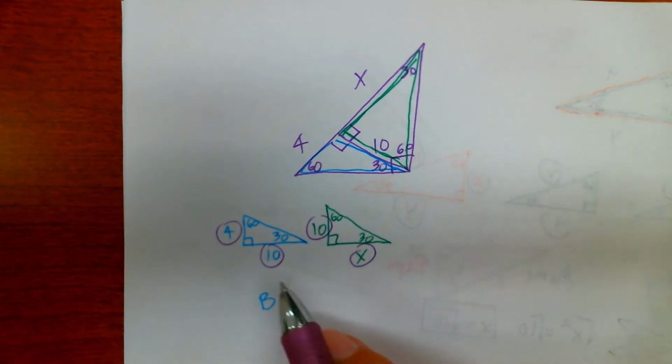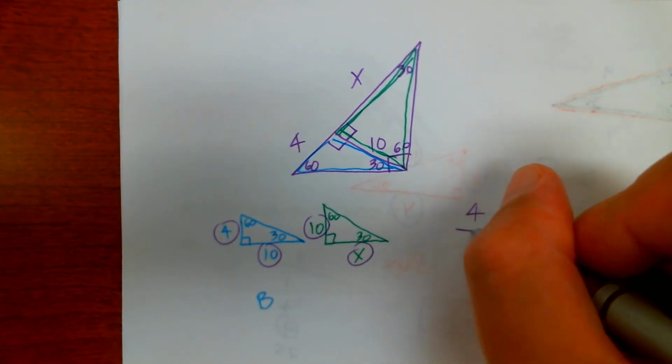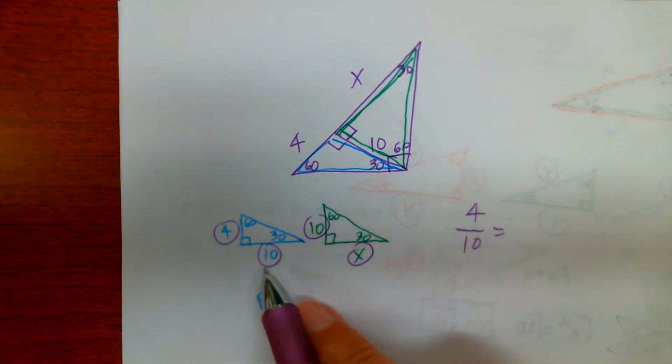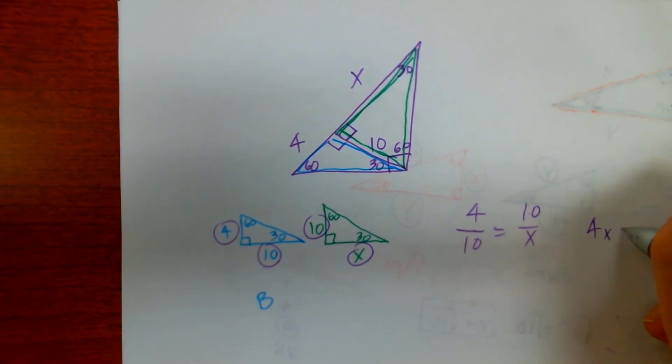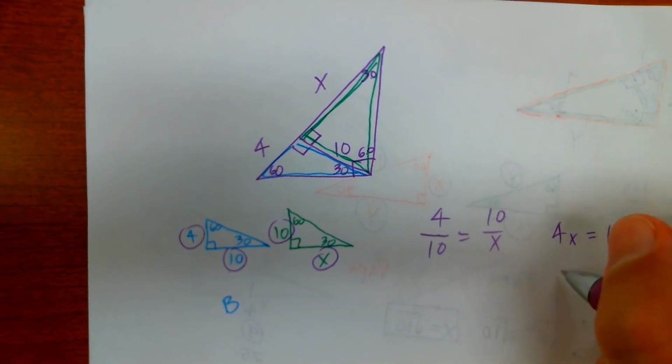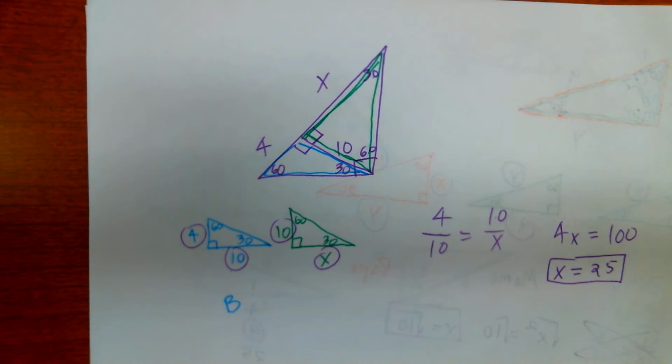I'm good to go. So I'm going to say left over right, 4 over 10 equals left over right, 10 over x. Cross multiply, I get 4x is equal to 100. Divide by 4, and we get 25. So that was pretty easy.